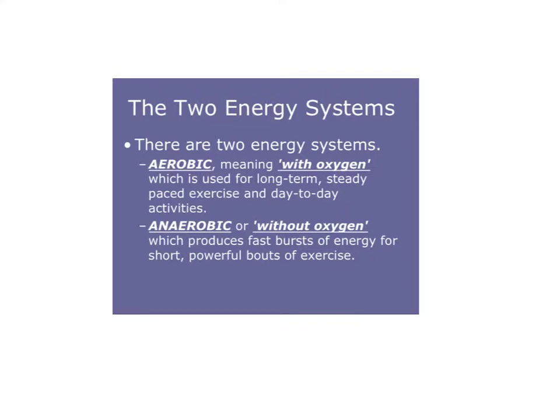Basically, there are two energy systems the athlete uses. There's aerobic, which means with oxygen, and it can be used for long-term steady-paced exercises and day-to-day activities. And then there's anaerobic. Anaerobic means without oxygen. The anaerobic system is broken down into two further systems. These provide fast burst activities that can last up to 2 to 3 minutes.